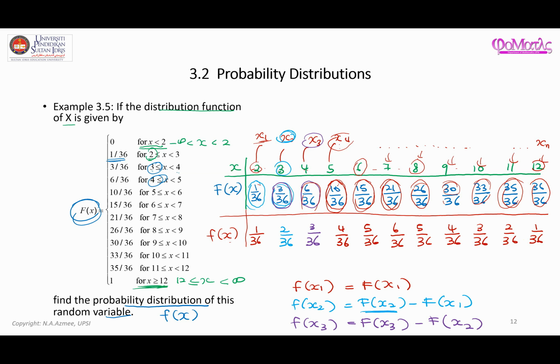So there you go. This is what we're looking for. This part right here is the result of the probability distribution, or probability mass function, for random variable x.